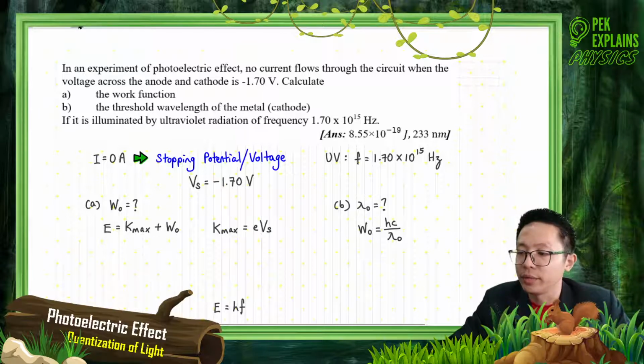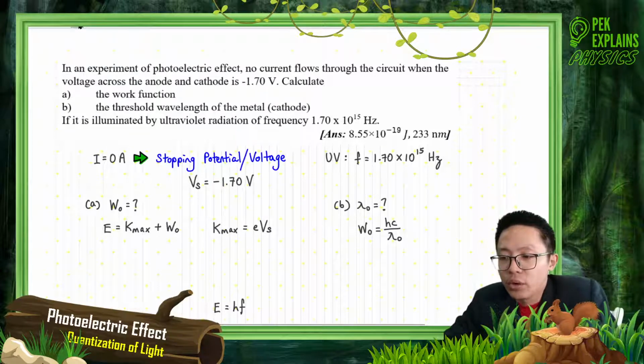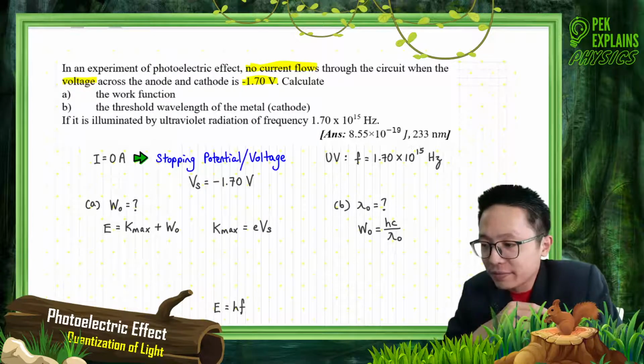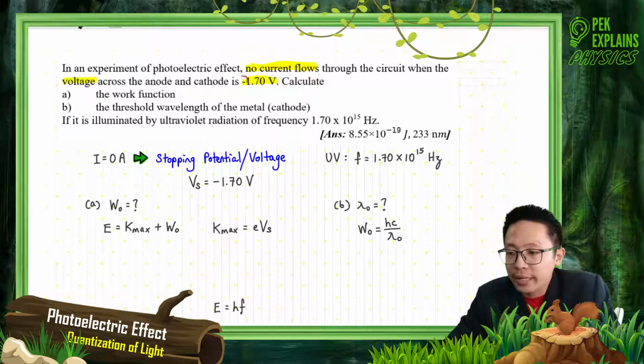Okay, here what you can see is he said no current flows if the voltage applied is negative. Why is there a negative sign there? This negative sign is actually called the reverse voltage.